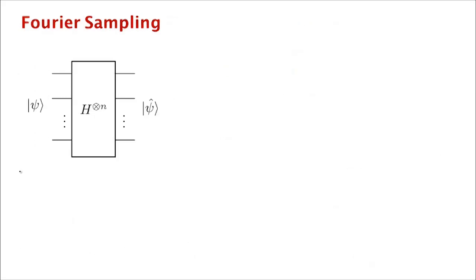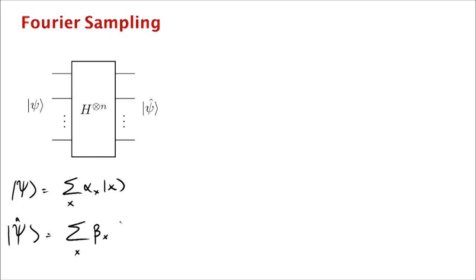So now, here's the new primitive that we have. The new primitive is that we can start with any old superposition psi that we want. So we set up some superposition on n qubits psi. Then we apply the Hadamard transform. So we get as output some new superposition. So psi might be the superposition sum over x, alpha x, x. Psi hat is some new superposition, sum over x, beta sub x, x.